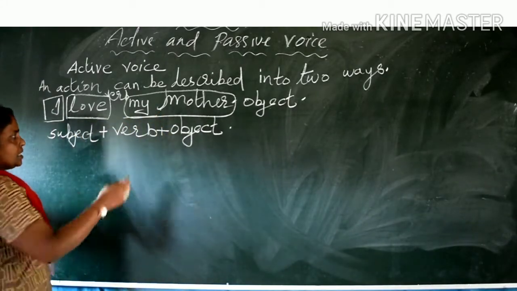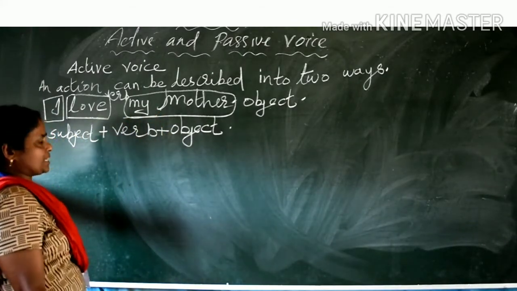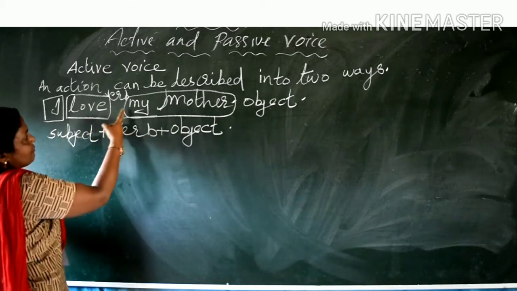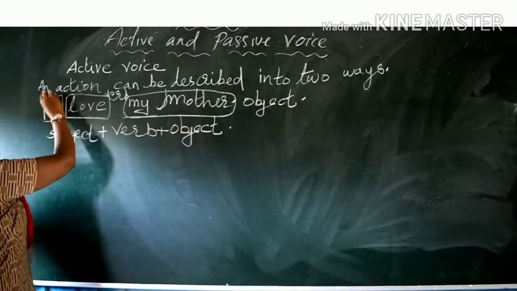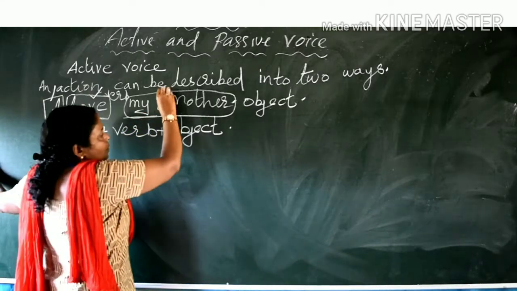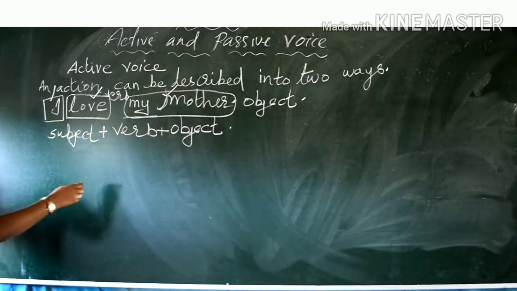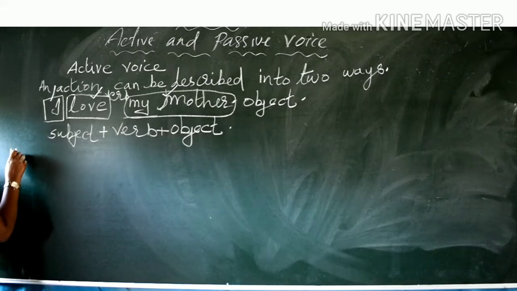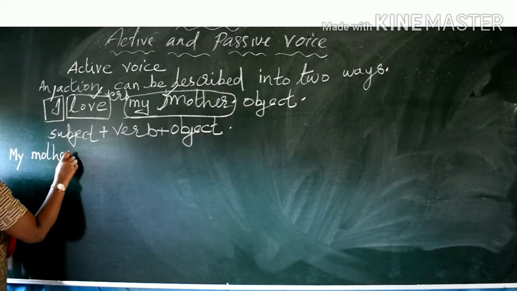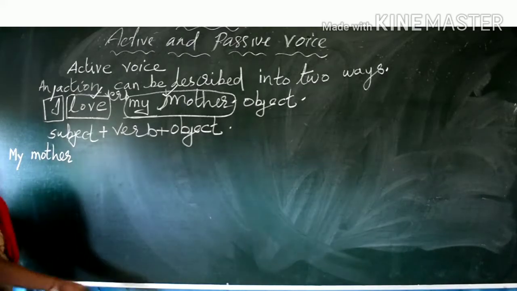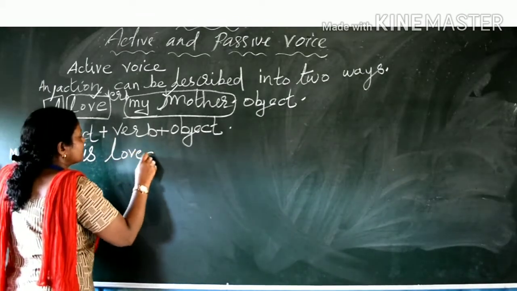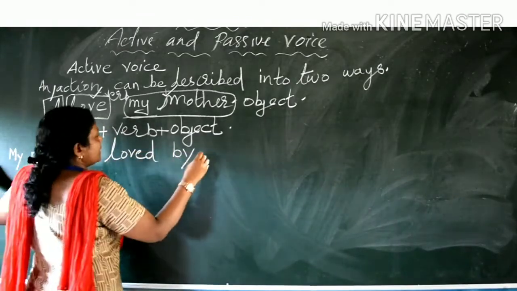And the same sentence I will change into passive voice. So how to do? I will write it. I love my mother. First subject, find it out. After that verb, find it out. Then object. So in the passive voice, object will become the subject. My mother is loved by me.